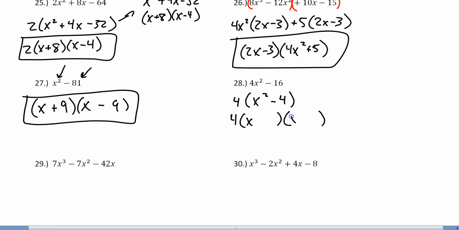The square root of the x squared is the x. The square root of 4 is a 2. And now one's a plus, one's a minus. Okay? If you go right to factoring this as a difference of squares, that's good. That's a good first step. But you're going to have a greatest common factor stuck in each of those binomials that you have to remove. Okay?